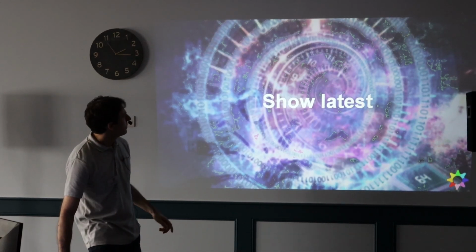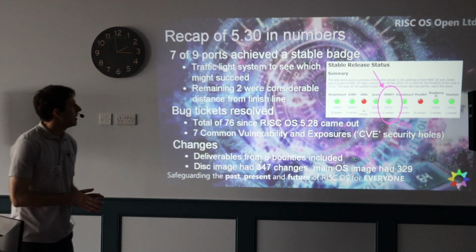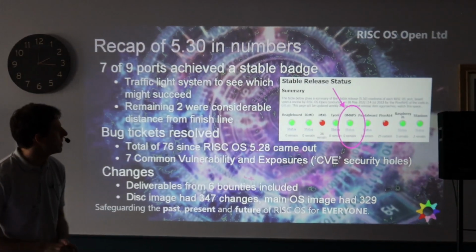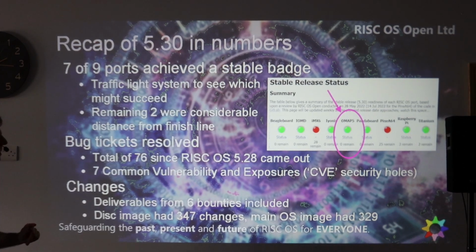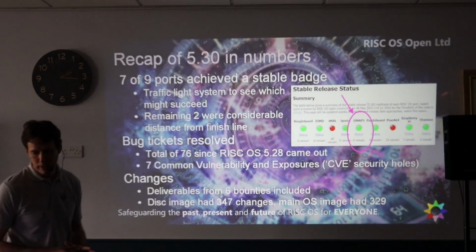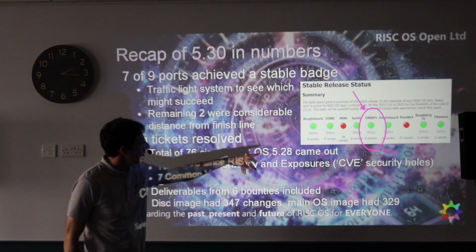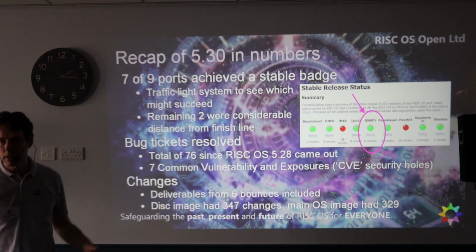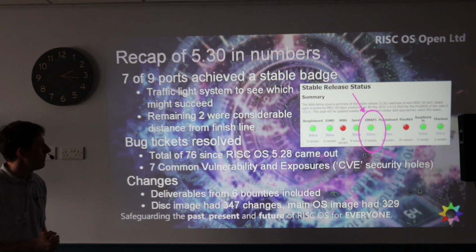So, things for the show. The first thing I can talk about is RISC OS Lion, which is a slightly obtuse reference that you'll come to in a second. When we were working towards the latest stable release, RISC OS 5.30, there were a set of red, amber, green traffic lights monitoring progress of each of the 9 different ports that RISC OS runs on.